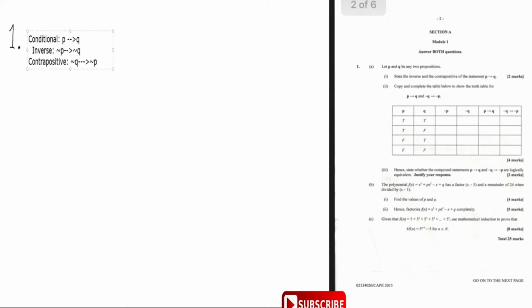All right, so now we gave them the conditional, we gave them the inverse, and we gave them the contrapositive. And we know that the conditional is logically equivalent to the contrapositive, and also the inverse is logically equivalent to the converse. All right, we know those things. Nice and easy.